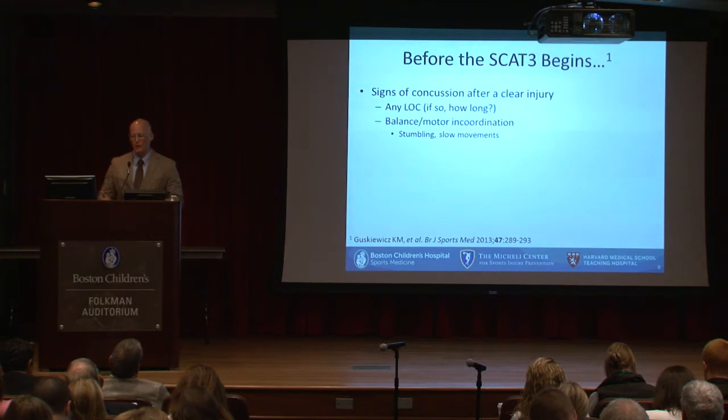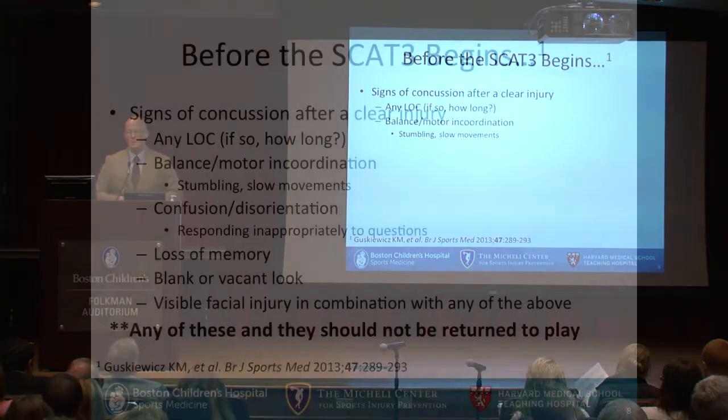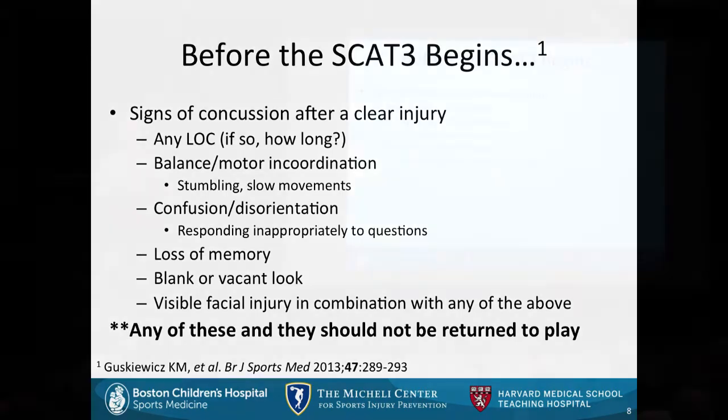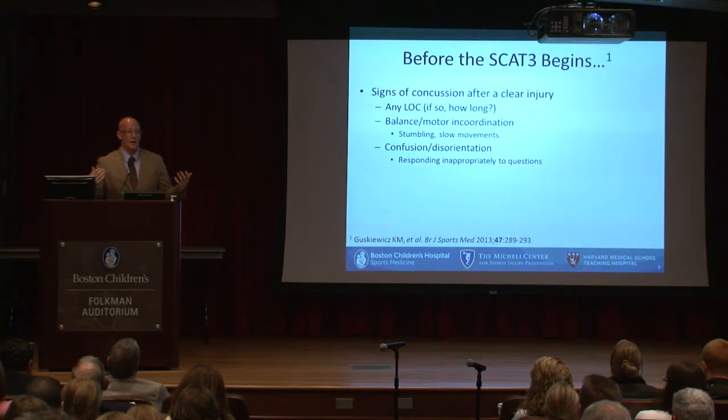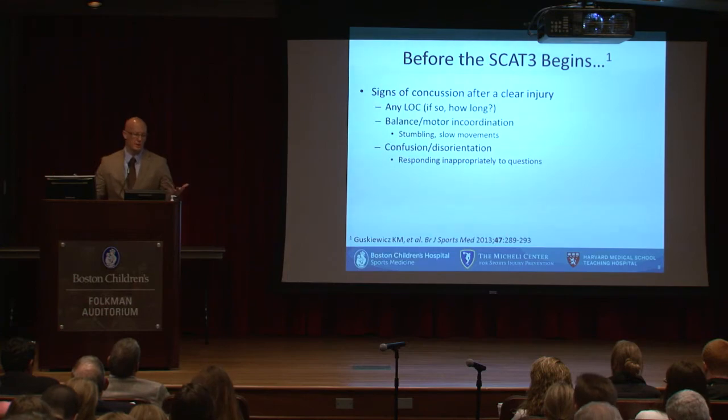If they have clear balance or motor incoordination, if they're stumbling, if they're having slow movements, sometimes the parents will see this before a coach will, or sometimes their teammates will come up and talk to the coach or the trainer and say, he's not keeping up with the plays, he's not making sense here. Confusion or disorientation, that same aspect. I have plenty of patients who come in who say, well, I didn't really notice it at the time, but I guess one of my teammates went up to the trainers and said that I didn't understand the plays that were being called, I was running my routes wrong, something that's clear, that's obvious.